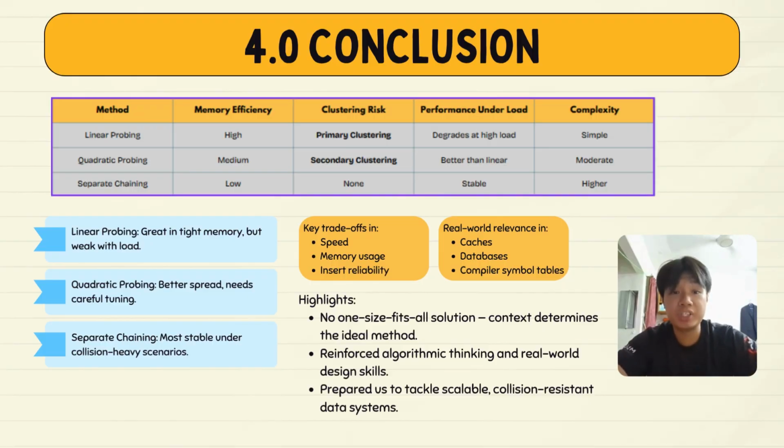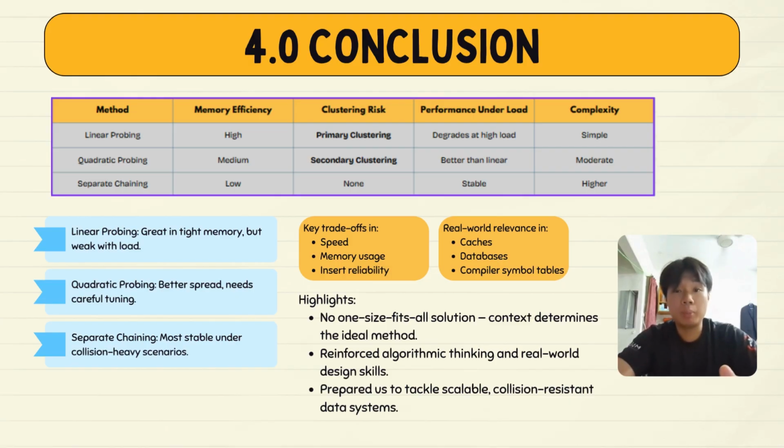In conclusion, this project did more than just implement three hashing techniques. It provided a comparative framework to evaluate real-world behavior under practical conditions. Linear probing excels in memory-constrained environments due to its in-place storage, but suffers from primary clustering, especially as the load factor increases. Quadratic probing, by introducing non-linear probe sequences, mitigates primary clustering and offers better distribution of entries. However, it introduces secondary clustering and requires careful table sizing to ensure insertions are always possible.